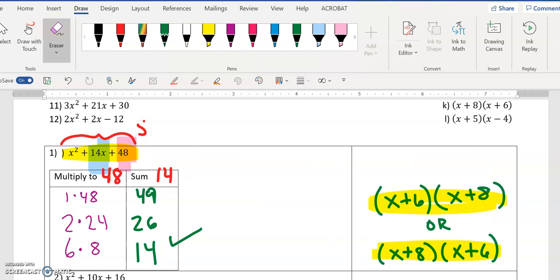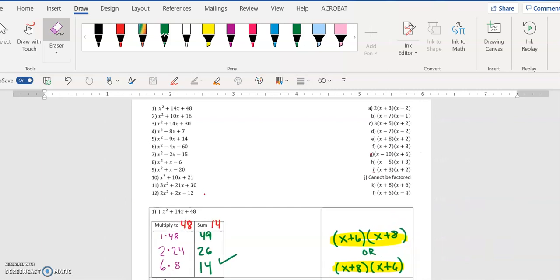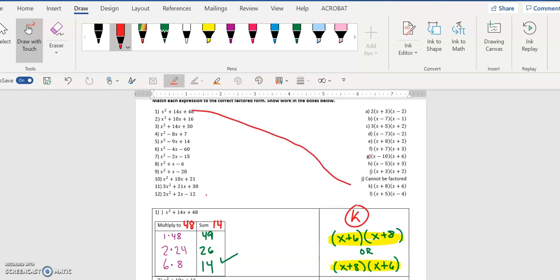So let's take a look. Our goal was to do matching here. Is that any of our numbers? X plus 6, x plus 8. Looks like it matches with K. There we go. All right, and if you have any questions as we go through, please just message me or go to the video conference scheduled Wednesday, and I can answer your questions then.